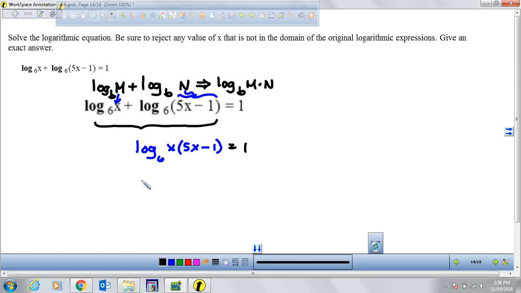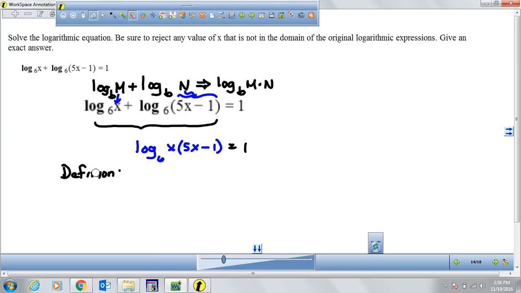That was the first part of the process. Step number 2. Now we need to rewrite this expression using the definition of the logarithm. So we need to write it in exponential form using the definition.